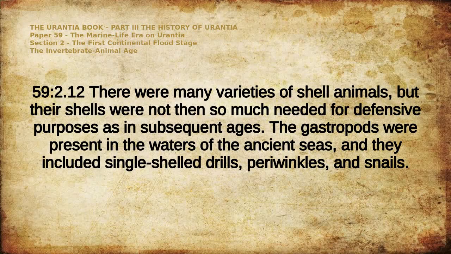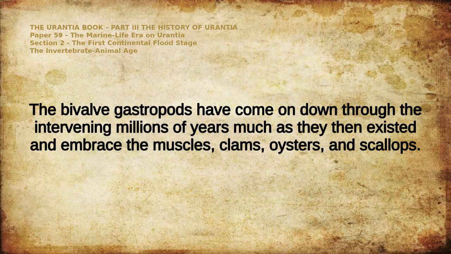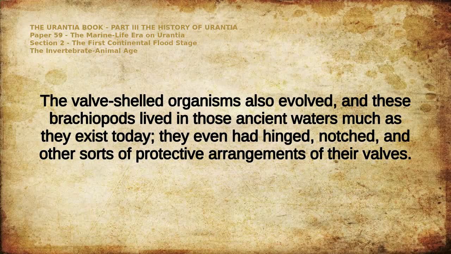There were many varieties of shell animals, but their shells were not then so much needed for defensive purposes as in subsequent ages. The gastropods were present in the waters of the ancient seas, and they included single-shelled drills, periwinkles, and snails. The bivalve gastropods have come on down through the intervening millions of years, much as they then existed, and embrace the mussels, clams, oysters, and scallops. The valve-shelled organisms also evolved, and these brachiopods lived in those ancient waters much as they exist today. They even had hinged, notched, and other sorts of protective arrangements of their valves.